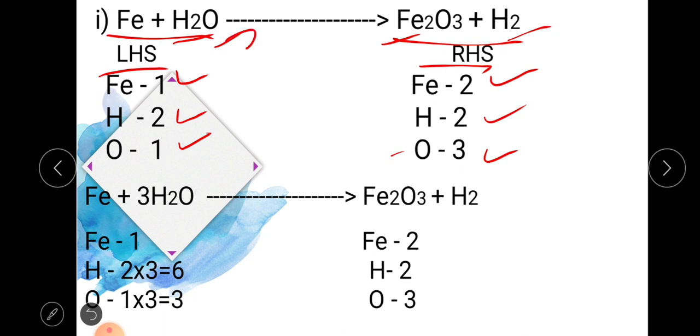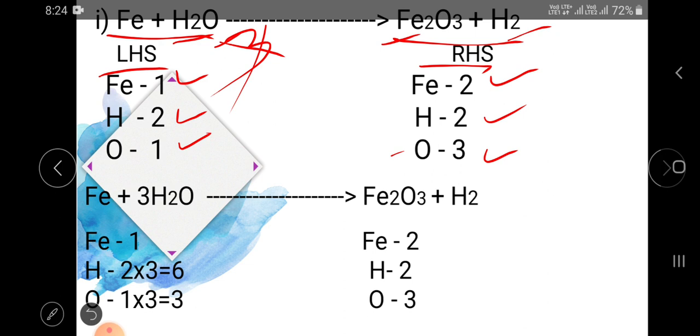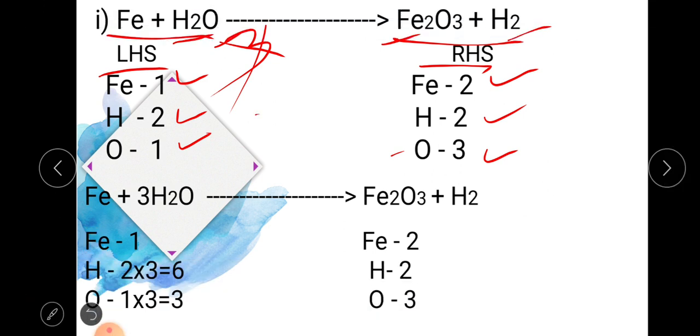Can we write H2O3? No, because if you write like this, the formula will change. So we should not do that. We should write this coefficient 3 in front of the formula, means in front of H2O we should write 3. Fe plus 3H2O will give Fe2O3 plus H2. This is still called a skeletal equation. Once again I'll repeat, this is an unbalanced chemical equation, means some more elements still have to be balanced.